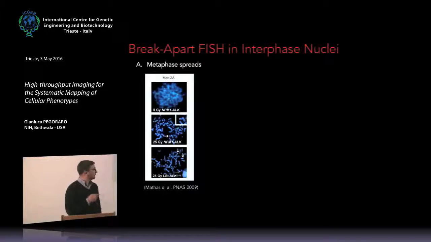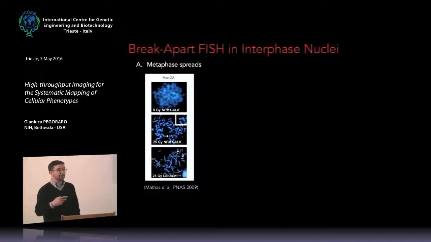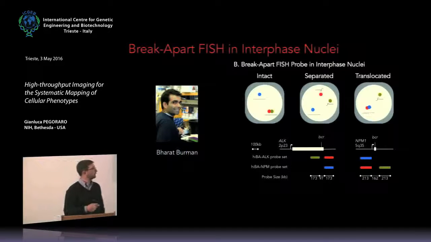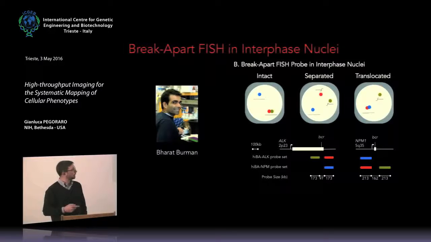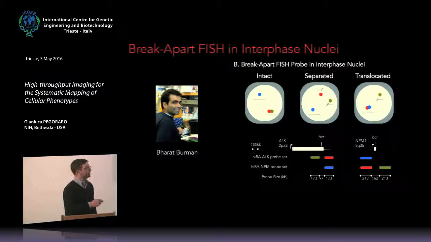So in order to test whether it was possible to scale up and make this process more quantitative, Bharat Borman, again from the Misteli lab, decided to test whether he could adapt break-apart FISH in a high-throughput format in interphase nuclei. And the idea here, again, is to design two probes, in green and red here. These are DNA FISH probes against the same chromosomal region. These probes are adjacent. And design a third probe against a putative translocation partner on a different chromosome. The idea is that in case this gene is intact, green and red should be close together, and the blue probe should be somewhere else.